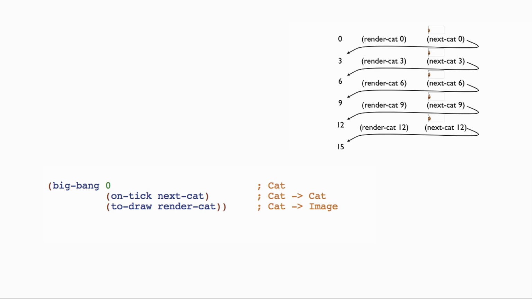To wire renderCat and nextCat together that way, Dr. Racket gives us a special expression called a Big Bang expression. And here's an example of how we would use Big Bang to make the cat walk. The first argument to Big Bang is an expression that evaluates to what Big Bang calls the initial world state, the initial state of this whole interactive world. In this case, the state of the interactive world is represented by the cat type, and so we're going to give it an expression that produces a cat. So 0 is the initial position of the cat.